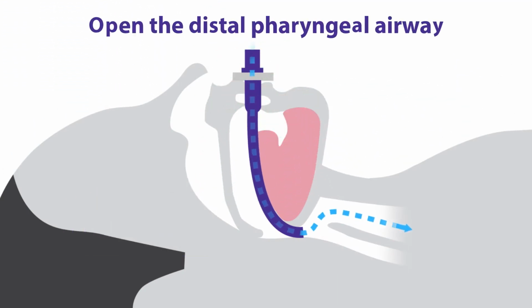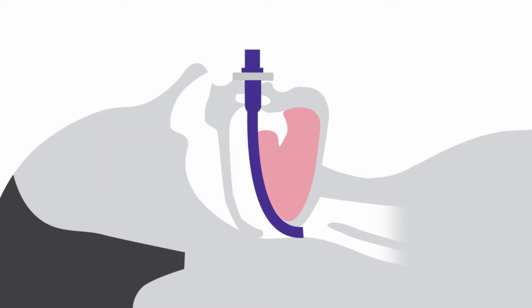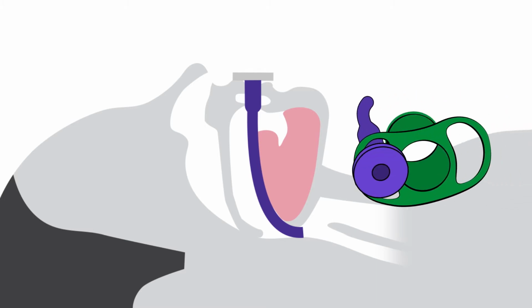First, the MEA opens the upper airway beyond the base of the tongue to stent open the distal pharyngeal tissue. The MEA is placed orally between the molars to reduce gagging and risk of oral nasal injury. The MEA frees the clinician's hands to accomplish other important tasks, and the MEA is the only airway device that fits alongside an EGD bite block.